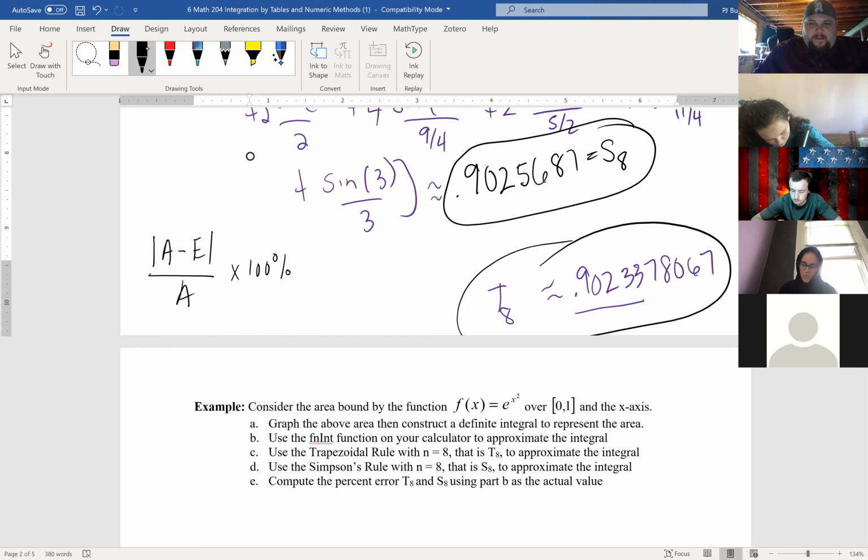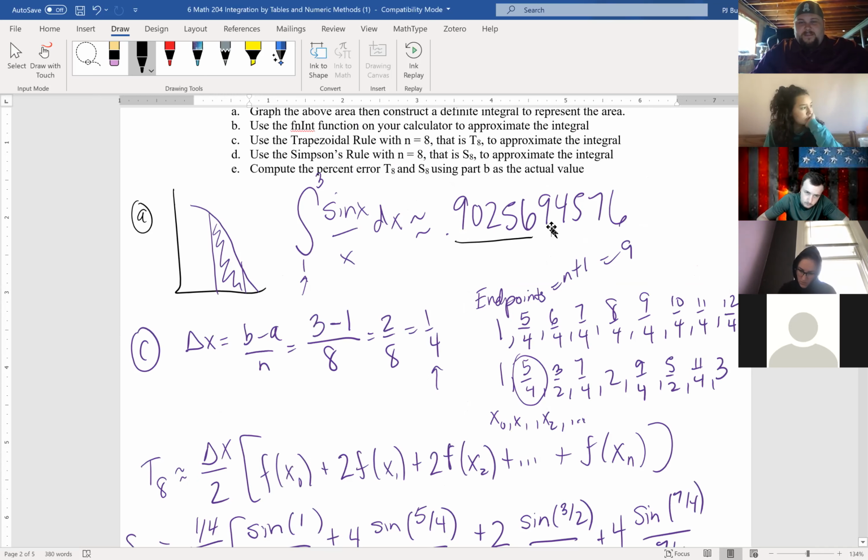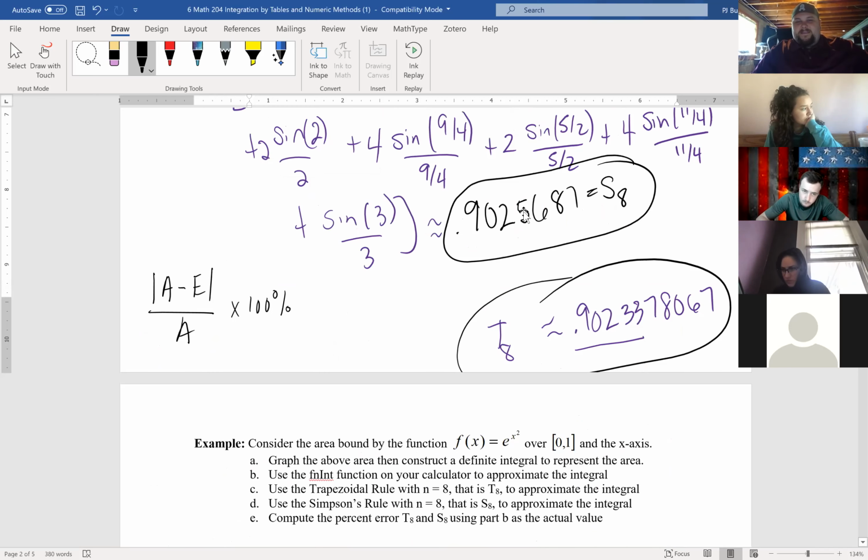Now, what in the world do I mean by actual and experimental? Experimental is the number that you come up with, S8 or T8. The actual value is the number that came out of the FNINT function at the beginning of the problem. So for instance, you would do 902.5694 and so on, minus S8 here, all divided by the number I said, times 100%.